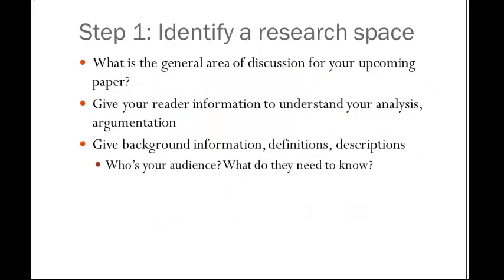So the first step is you're going to identify a research space. This is the first of 3 steps. So generally, what's the area of discussion for your paper? For the paper that you're currently writing, what is the general area? Where in the world are we starting? Of all the potential topics, narrow it down generally to an area of discussion. This is also the place where you give your reader the information they need to understand your analysis or argumentation by providing them the background information they need, definitions, descriptions.